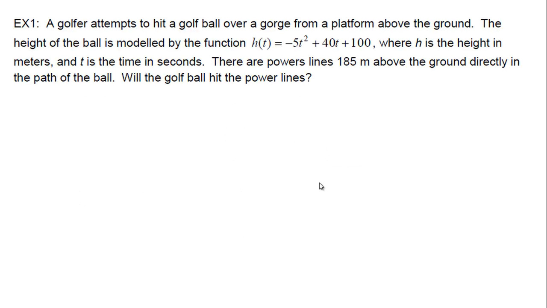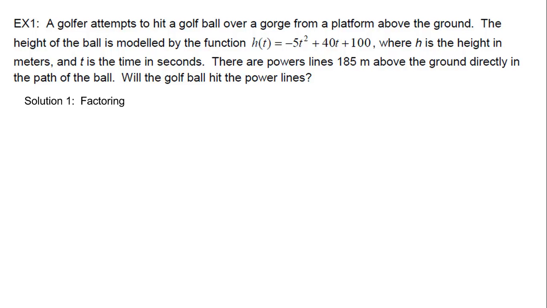Okay. So look at a question here, like a golfer attempts to hit a golf ball over a gorge. So you've got a model here where h is height in meters, t is time in seconds. So this is a ball being launched in the air. Power lines are 185 meters above the ground, directly in the path of the ball. So that just assumes that if the ball is going to go 185, it's going to hit the lines. And so, I mean, that's all that's saying. Will the golf ball hit the power lines?